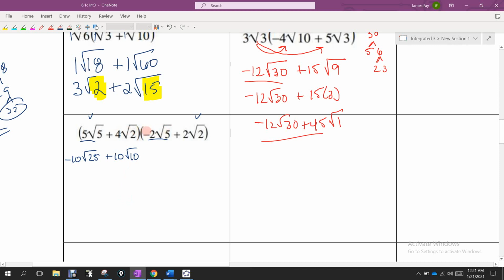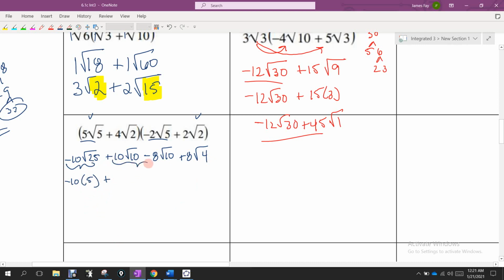Now I'll do inside times inside, so these two. So 4 times negative 2 is negative 8. And then radical 2 times radical 5 is radical 10. And then we'll do last times last. So 4 times 2 is 8. And then radical 2 times radical 2 is 4. So now we can simplify. So that's going to give me negative 10. So radical 25 is the same thing as 5.